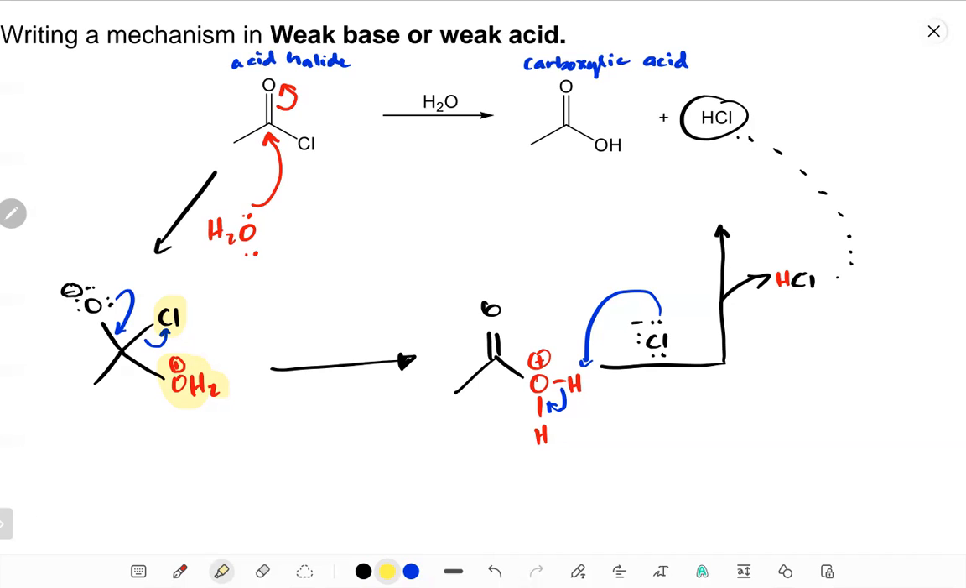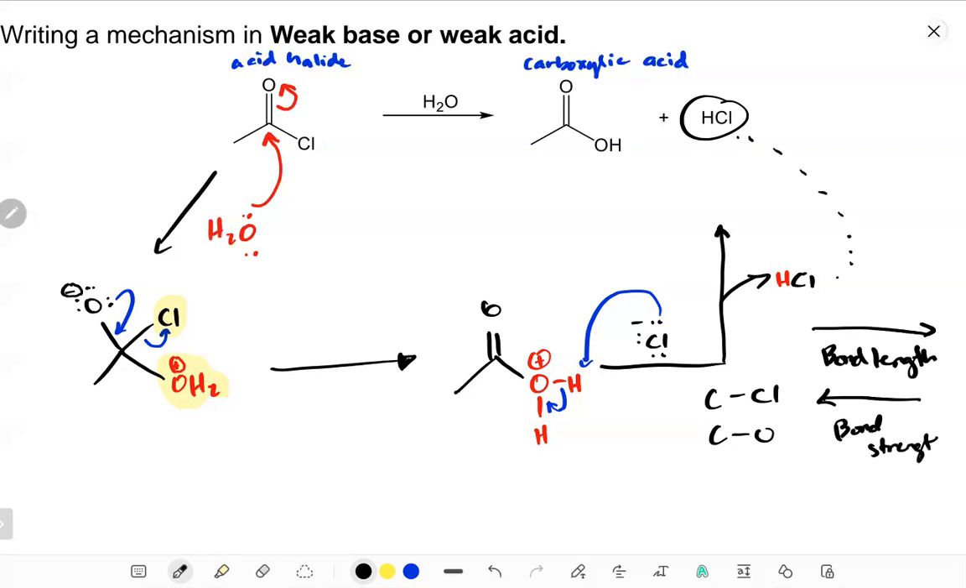So if this is a carbon, you have a carbon-chlorine bond and you have a carbon-oxygen bond. Remember that the longer the bond length, the weaker the bond strength. The longer the bond length, the weaker the bond strength.